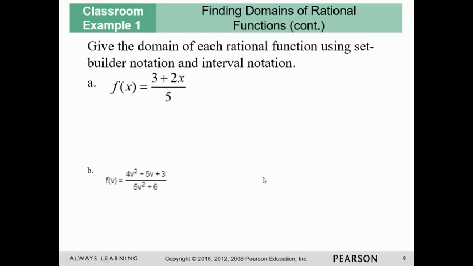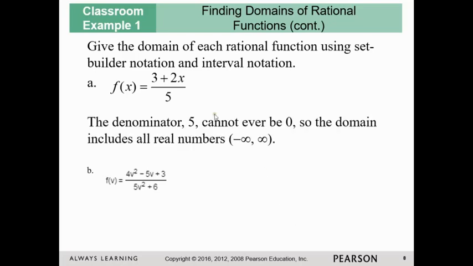So here we are. Give the domain of each rational function using set builder notation and interval notation. Looking at A, notice that 5 will never be 0. So in interval notation, the domain for this particular function is all real numbers, negative infinity to infinity. All real numbers, remember, is represented in interval notation as negative infinity to infinity.